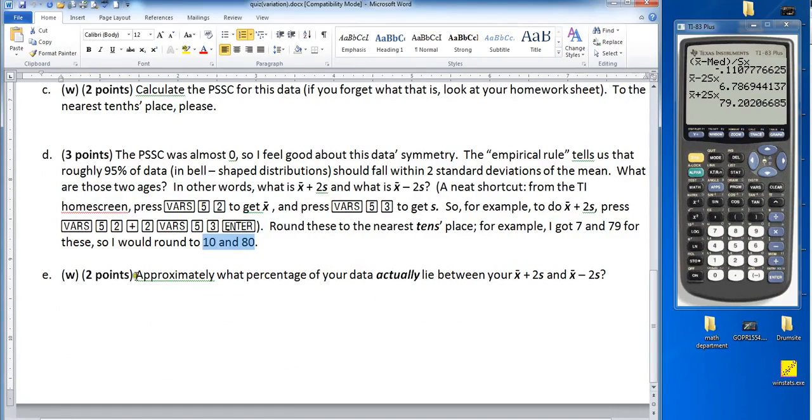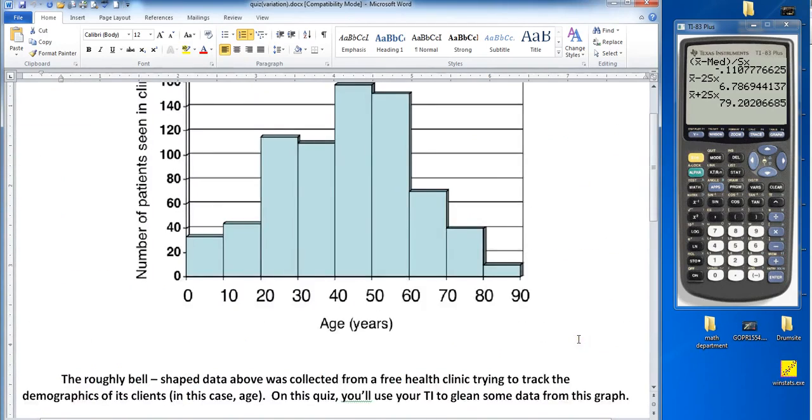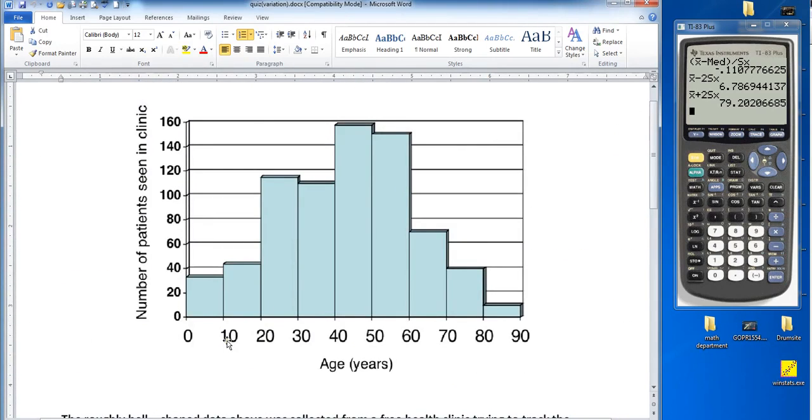And I'm pretty sure, yep, letter E here, approximately what percent of your data actually lie between that? Well, if you look up at your graph, you've got 10 and you've got 80. So essentially you're losing this tail and you're losing this tail. Now I know from my one var stats that there were 728 data points, yes? Yeah, 728. So I'm going to keep that in the back of my mind. I'm going to take out the outliers-ish. So I had 32, I think, here, and I think I called that 10. That means there are 686 of them between 10 and 80.